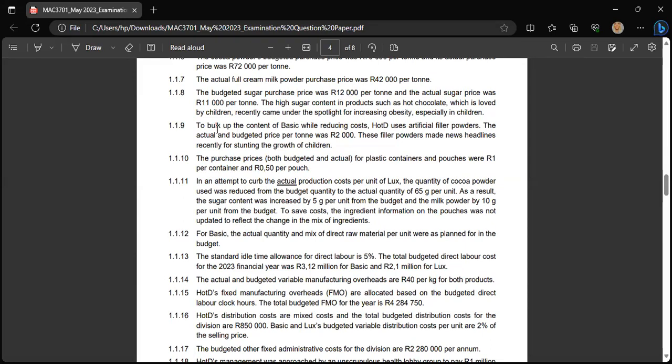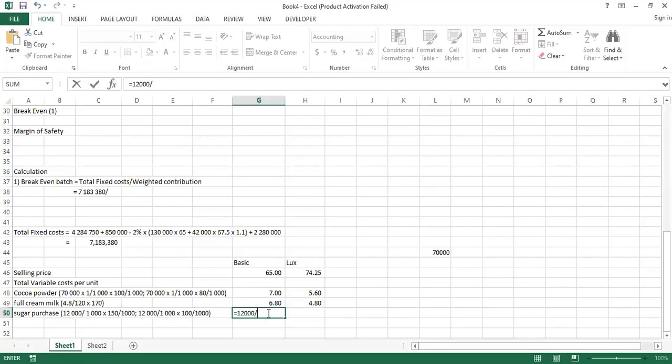Okay, let me finish up that calculation. Let's put it up there. 12,000 divided by 1,000 times 150 divided by 1,000. You have that there. Then on the other side is 12,000 divided by 1,000 times 100 divided by 1,000. So we have that there as 120 per unit. Let's see what else we have.